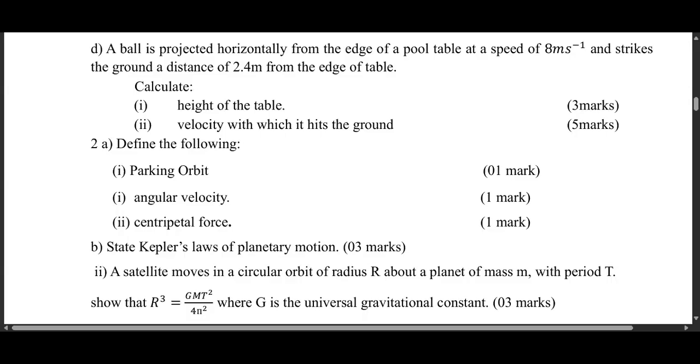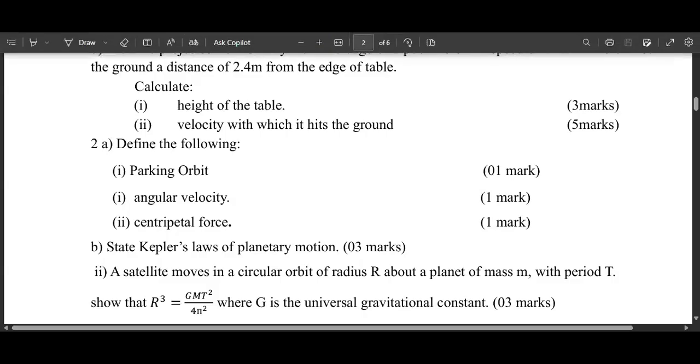Now, parking orbit is brought about by what we call geostationary satellites, those that move at the same speed as the Earth. So parking orbit is the space in the path of a satellite that makes it appear stationary relative to an observer on the Earth's surface.